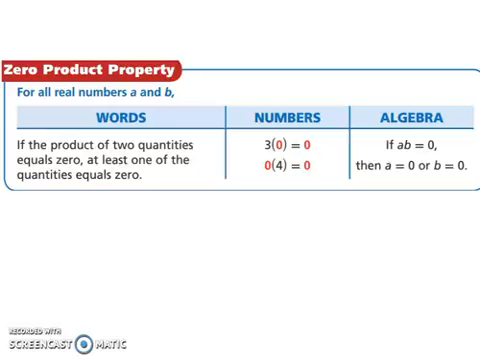If the product of two quantities equals 0, then at least one of the quantities equaled 0. Think of it this way. 3 times 0 is 0. 0 times 4 is 0. So it doesn't matter if either one of the values, A or B, ends up being 0, then the product is going to be 0.